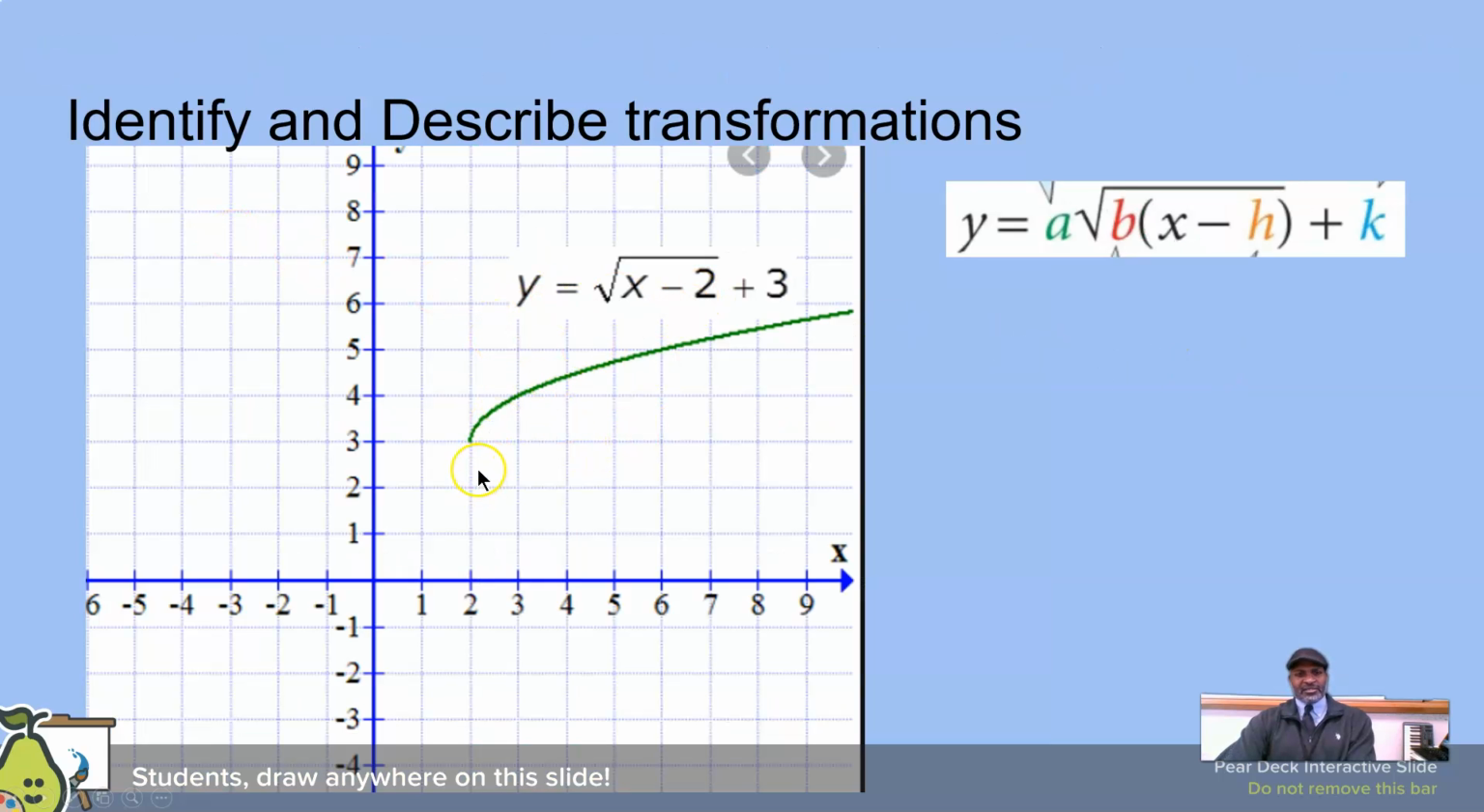All right. On this page, describe what transformation is going on here. What does this -2 mean? What does this +3 mean? As it relates to the graph. You can compare it with the parent and see.